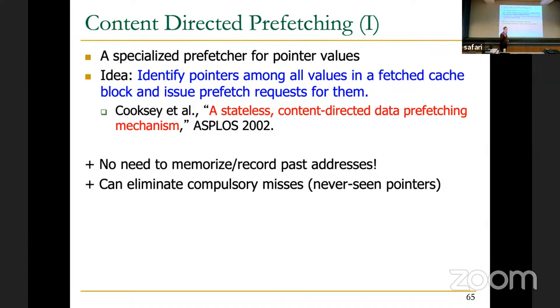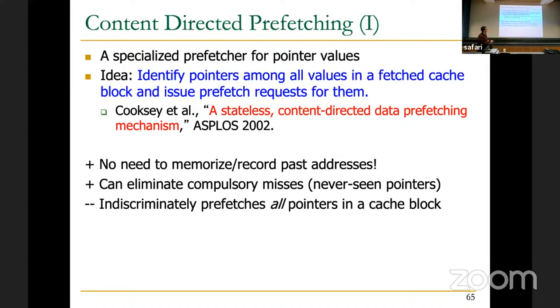Delta correlation-based prefetchers require predictability in deltas. Here, you may have no predictability at all, but you see a pointer and you say, we prefetch it, and then the processor is going to touch it at some point, hopefully. So it actually has very big pluses. But the downside is, at least as it was proposed, it indiscriminately prefetches all pointers in a cache block. We're going to see refining this later on. This may not be good because not all pointers are useful.